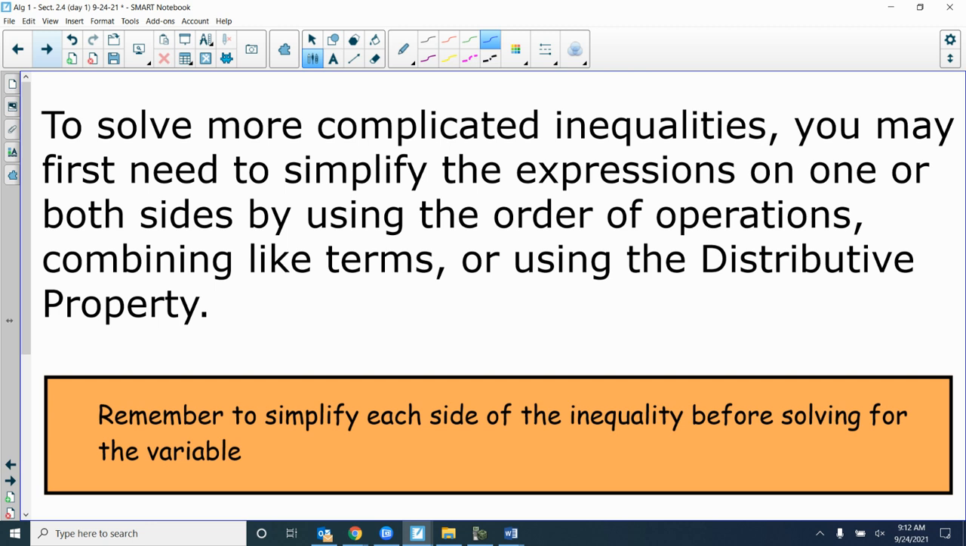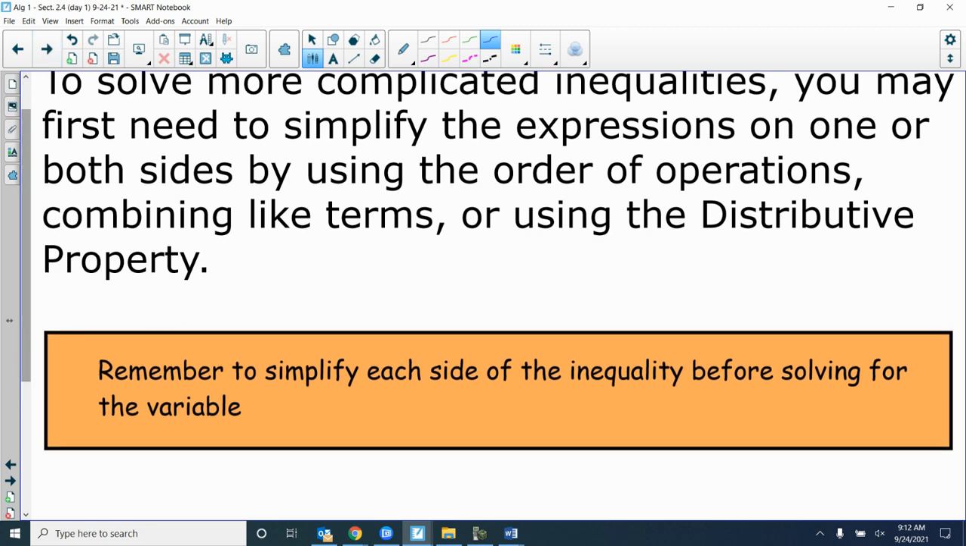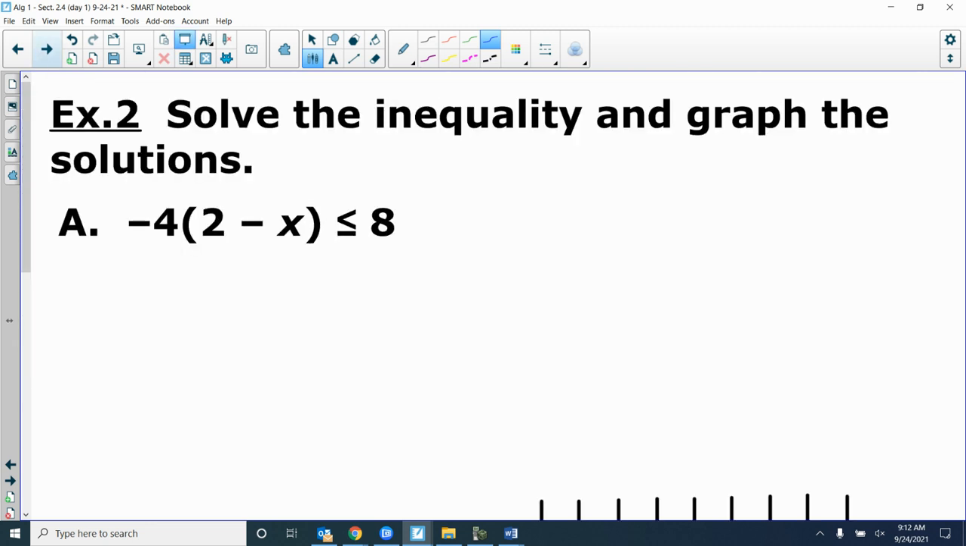We can have variables on both sides. Might need to use distributive property, might need to combine like terms. Remember all of our steps. Simplify each side before solving the variable. Some of you tend to want to move things too quick. All right, so I got -4 parentheses 2 minus x is less than or equal to 8.